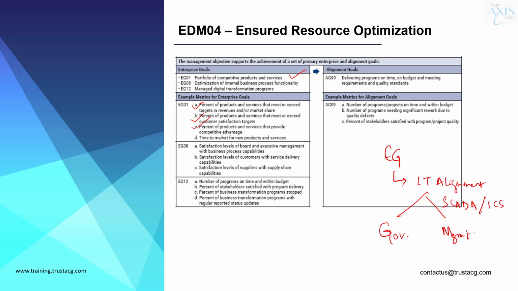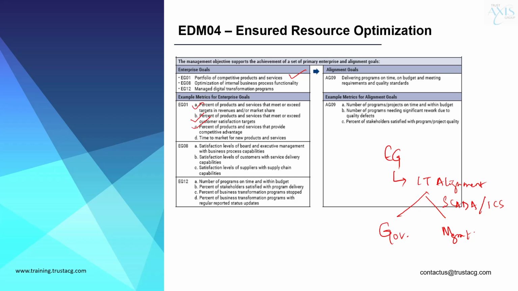You can measure the time to market for new products and services, which is essentially a measurement for agility and resource alignment with innovation. What you are trying to achieve through this goal is to ensure that resource optimization is directly aiding the growth of the business and helping the enterprise compete in the market.